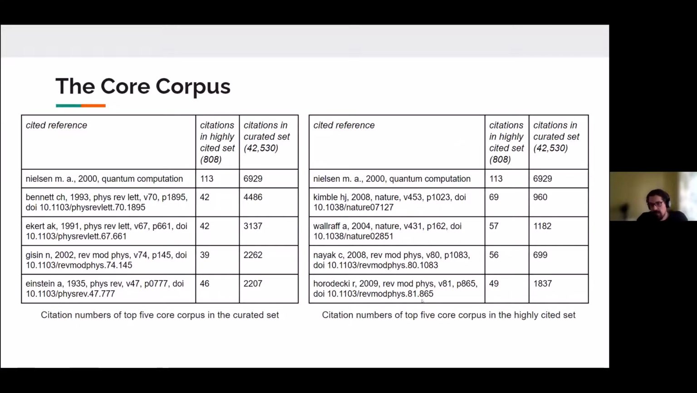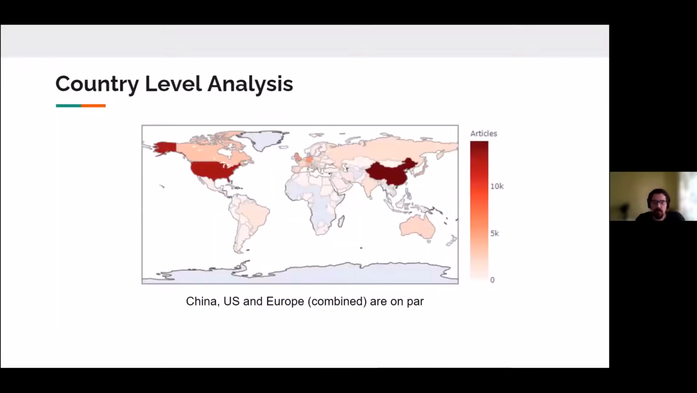But the highly cited set usually cites newer articles. Like this is Kimble's Quantum Internet article. This is Wallraff's Superconducting Qubits, Nayak's Topological Quantum Computation, and Horodecki's Entanglement Measures review article.